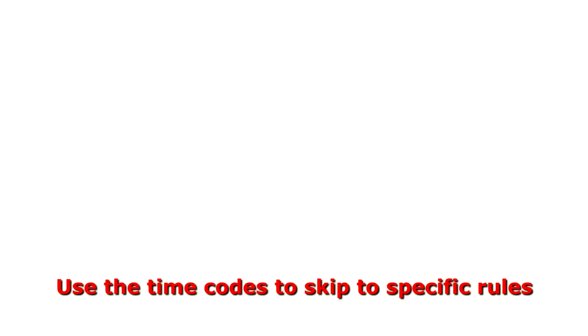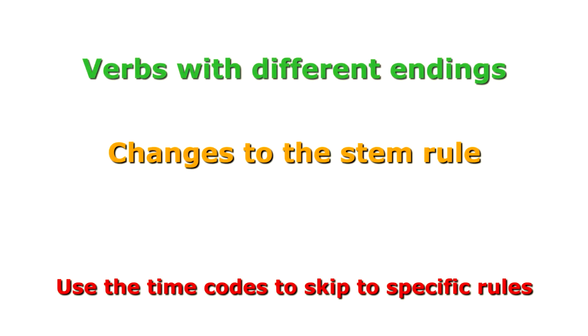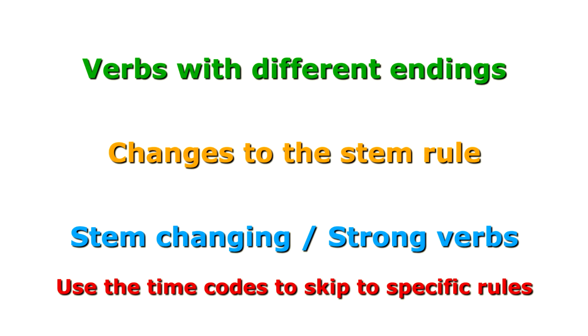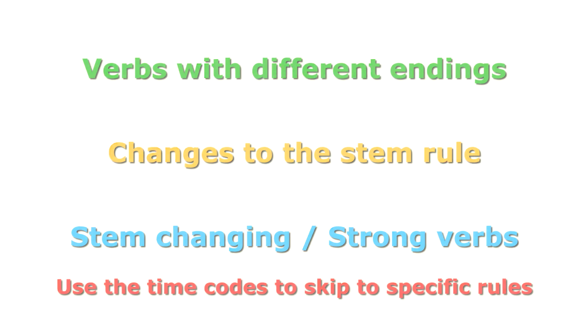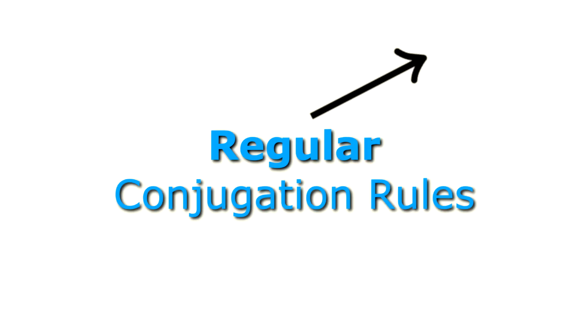Conjugation in German has a few different types of irregularities, but there are rules to these irregularities that we will discuss. If you don't know about the rules of regular conjugation, check out the last video. Let's start with verbs where we have to slightly change our stem rule.